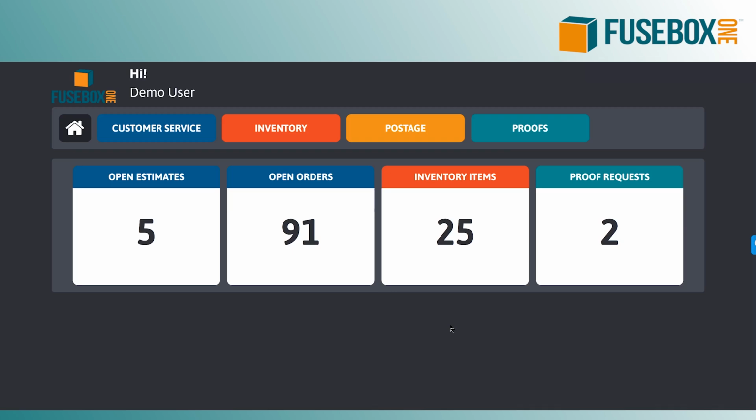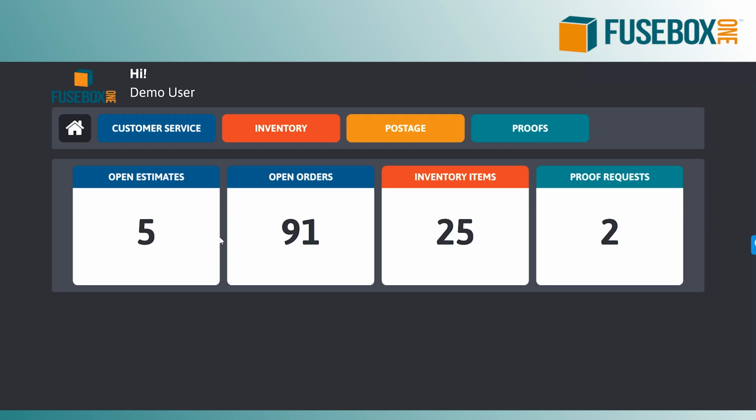So a few things I want to point out as we're driving into this. This is the home screen of your Digital Project Manager. And the first thing you'll notice is there's 4 widgets in the middle of the screen. One is open estimates, open orders, inventory items, and proof requests. That will give you a quick insight into what is going on.